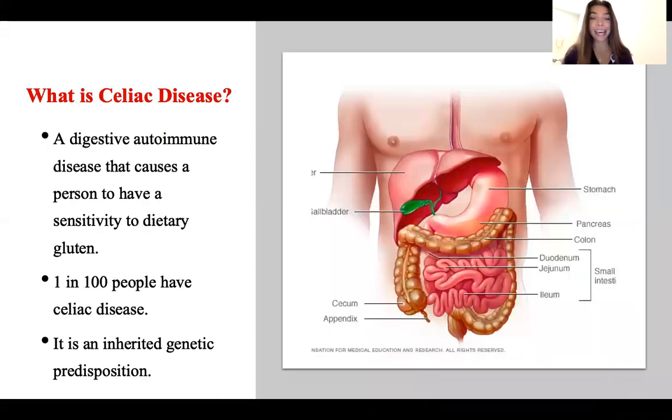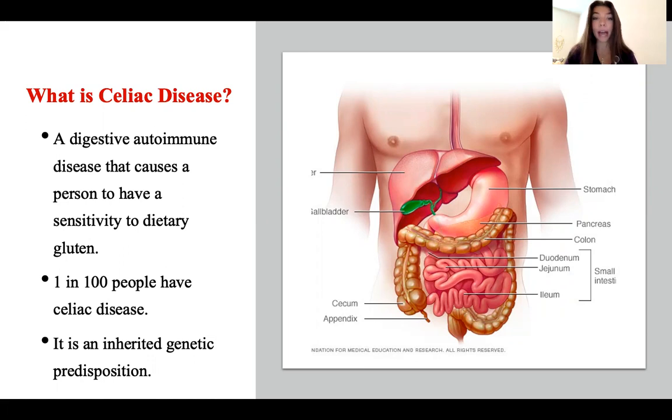With that, what is celiac disease? Celiac disease is a digestive autoimmune disease. It causes a person to have a sensitivity to dietary gluten. When gluten is ingested by someone with celiac disease, their body gives an immune response in their gut, damaging the cells lining the small intestine, which can lead to nutrient malabsorption, which is not good, of course.